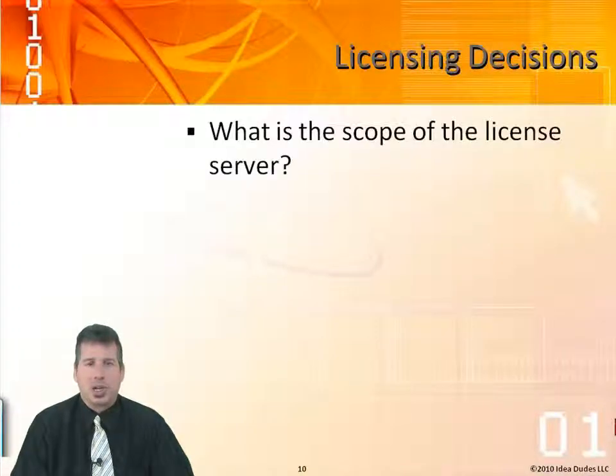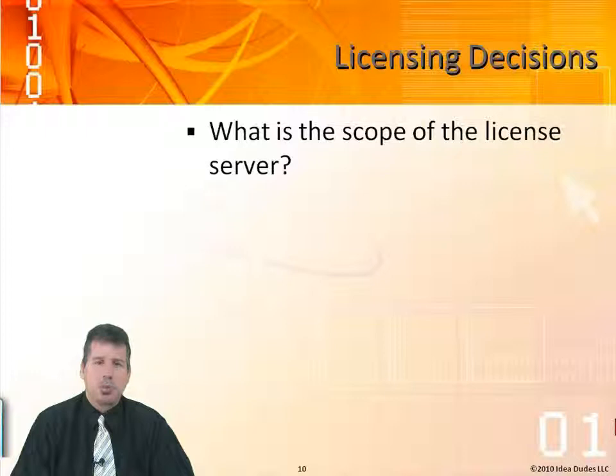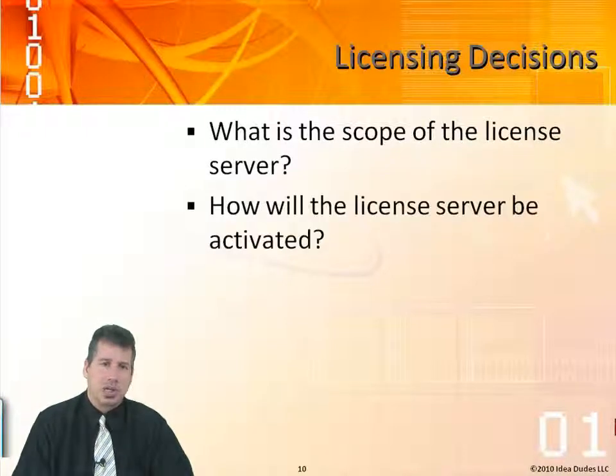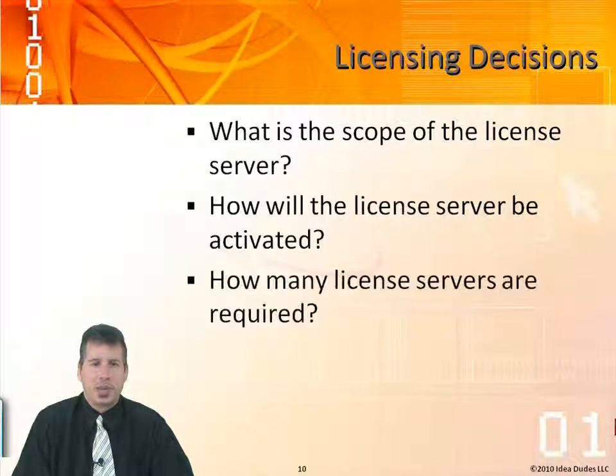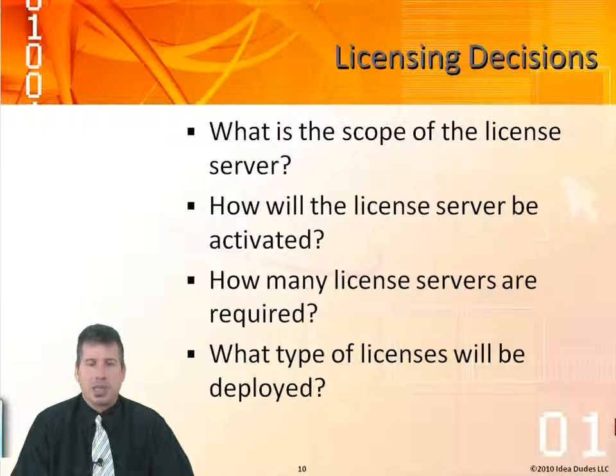So what are some of the licensing decisions that you need to make? Well, you need to look at the scope of the license server. Is it going to be a domain, or is it going to be a forest? How will a license server be activated? Will it be by phone, on the web, or automatically? How many license servers are required? That's going to be determined by the number of clients. You need to look at how many clients you have in your organization and what type of licenses will be deployed. These are all very important decisions that you're going to make.